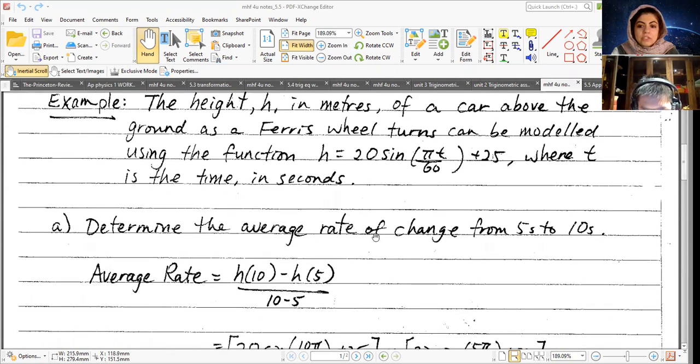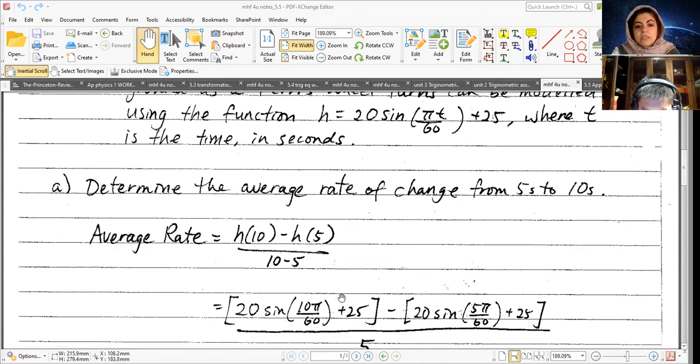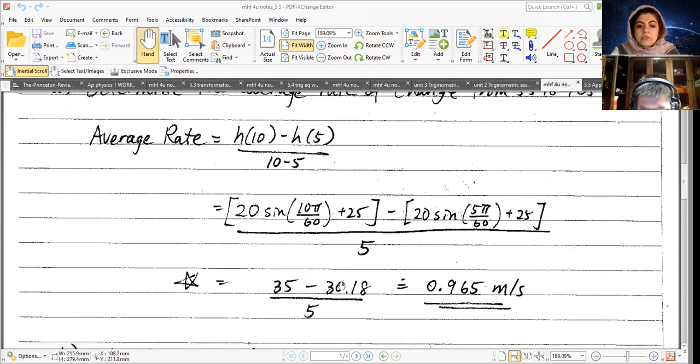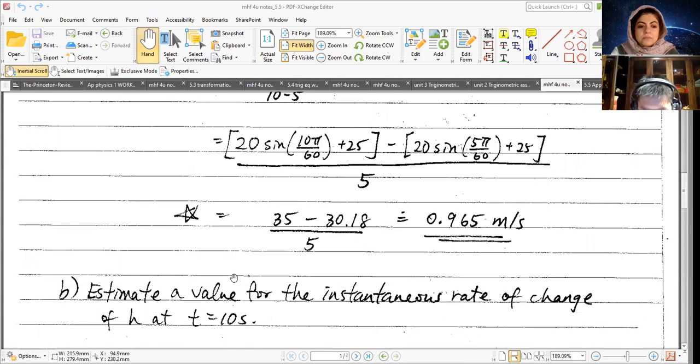So the average rate of change from 5 seconds to 10 seconds is going to be y2 minus y1 divided by x2 minus x1. Your y is h. So your h at 10 seconds minus the height at 5 seconds, divided by 10 minus 5. h10 means simply instead of the t here, you put 10. h5 means instead of t, you put 5. So you use your calculator, and what you get is the average rate of change.